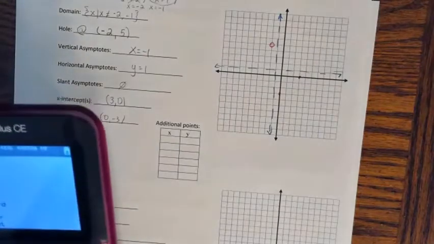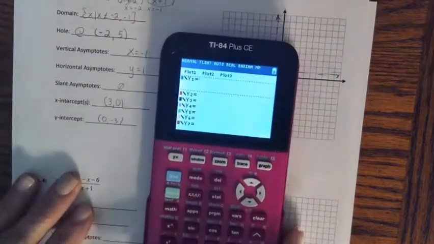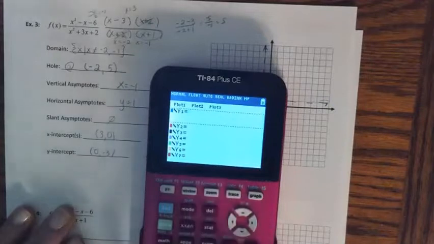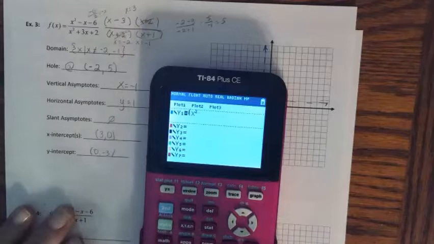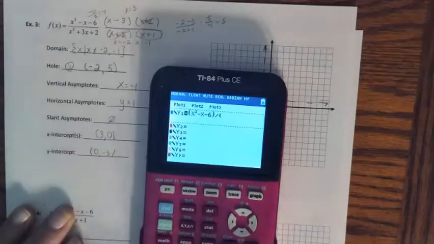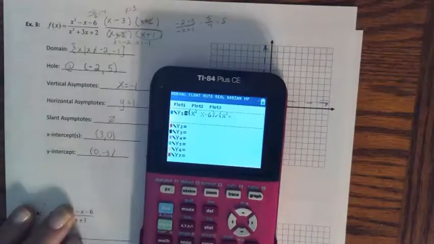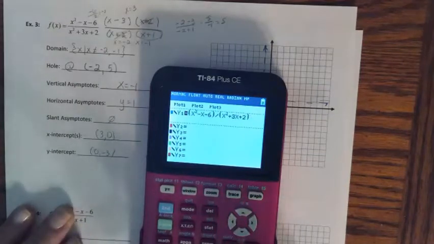So I'm going to go to my calculator. Again, I'm going to put the entire numerator in parentheses, divided by the entire thing in parentheses, the entire denominator in parentheses. And then hit graph.